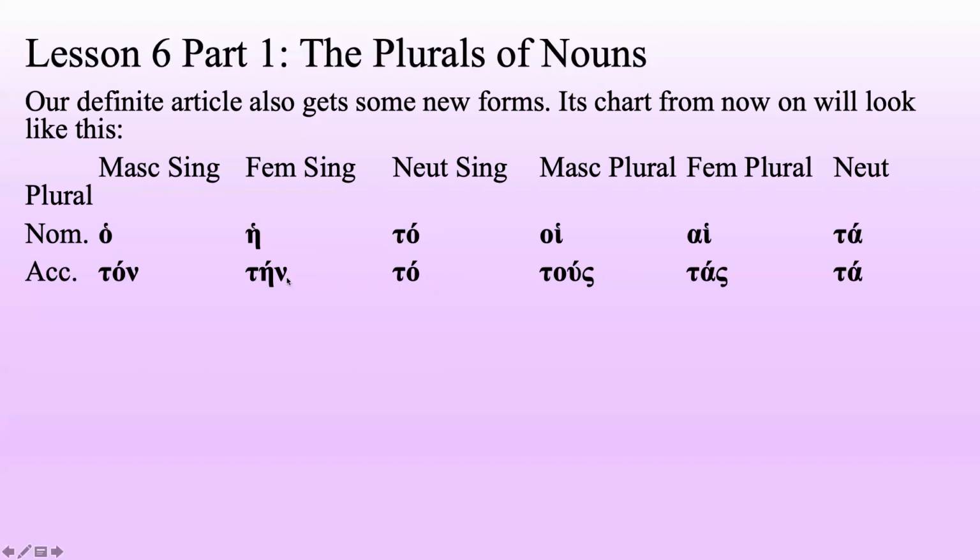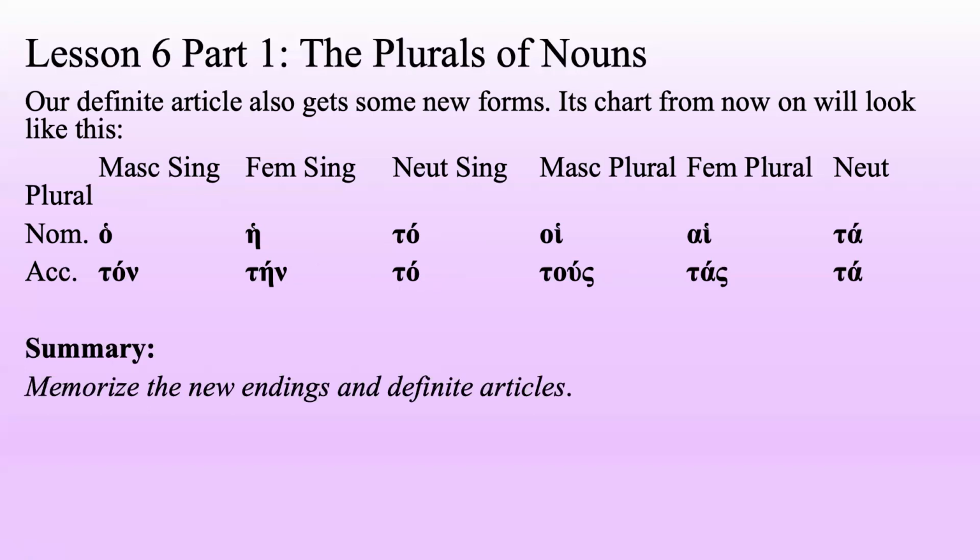So if you memorize this, you know the other ones, or if you memorize the other ones, you can figure out these ones. Summary: memorize the new endings and the definite articles. And plural means more than one.